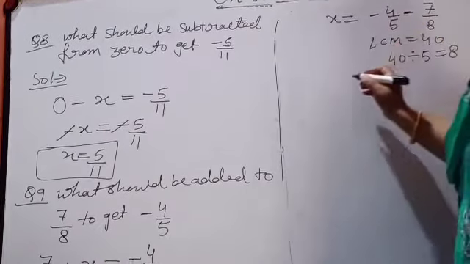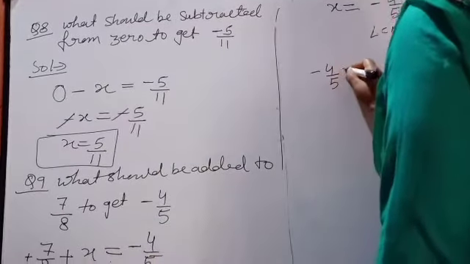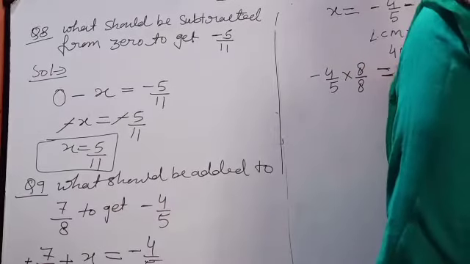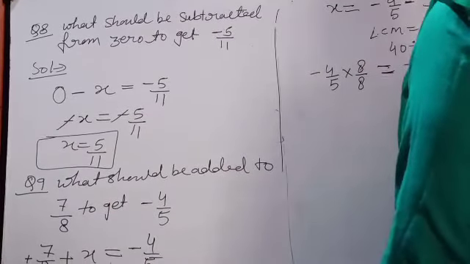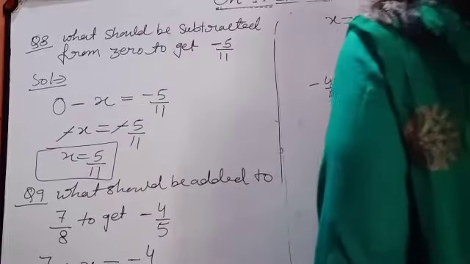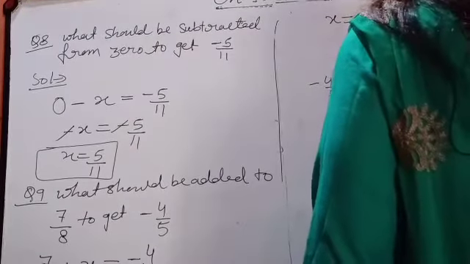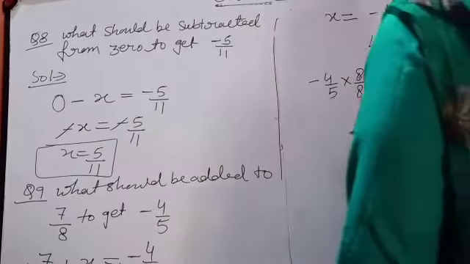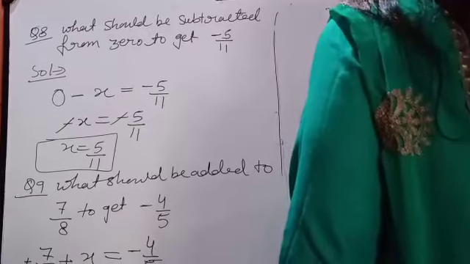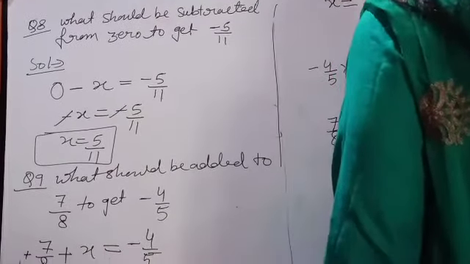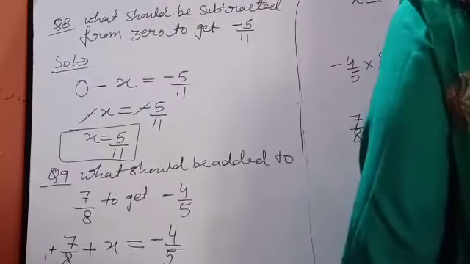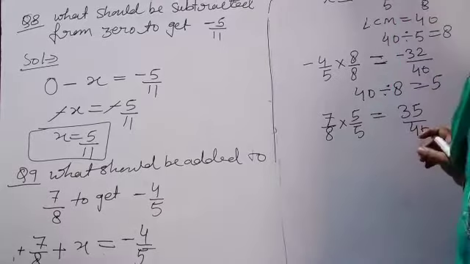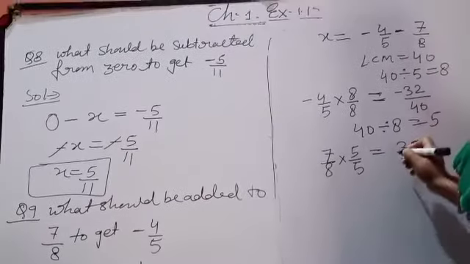So the first fraction, minus 4 upon 5, is multiplied by 8 upon 8. 8 fours are 32. Minus 32 upon 5 eights are 40. Now for 7 upon 8, 40 divided by 8 is 5, since 8 fives are 40. So the second fraction, 7 upon 8, is multiplied by 5 upon 5. 7 fives are 35. 8 fives are 40. Okay. Now see that, the minus sign will also be there.